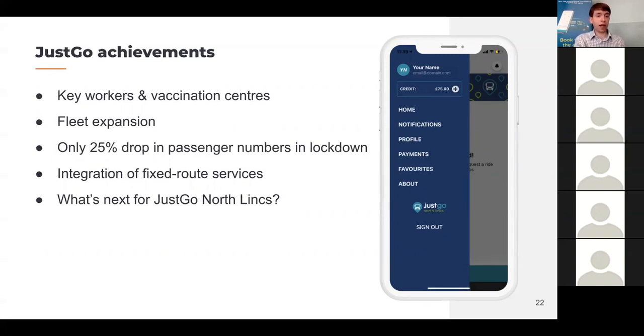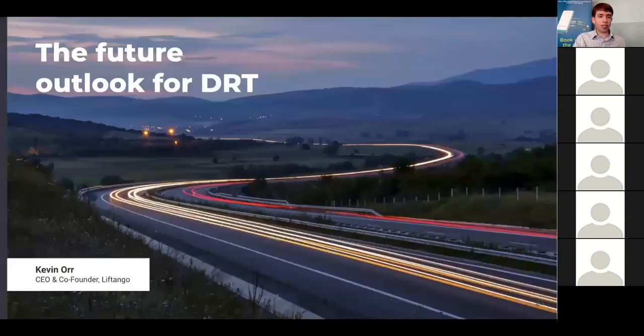And this would be a really excellent opportunity for us and for the region too, especially as we're looking at rebuilding our economies following the pandemic and encouraging more leisure travel. Thank you very much. That's all from me.